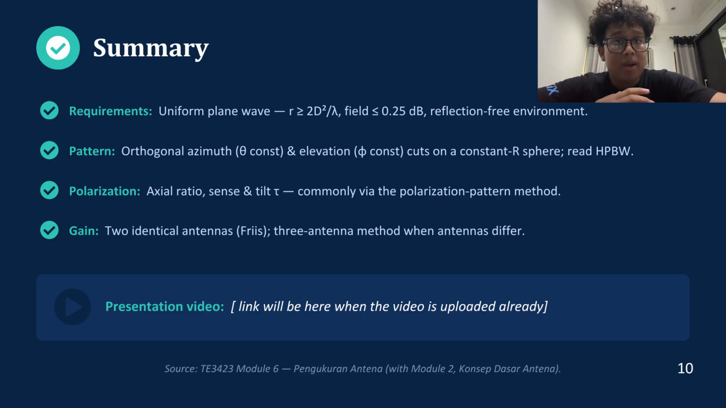So, to wrap up, the requirements: a uniform plane wave with r at least 2d squared over lambda and field within 0.25 dB. The pattern: two perpendicular cuts, azimuth and elevation. Polarization described by axial ratio, sense and tilt. And gain: the two antennas method when they're identical, or the three antenna method when they are not. That's the summary. Thank you for watching.